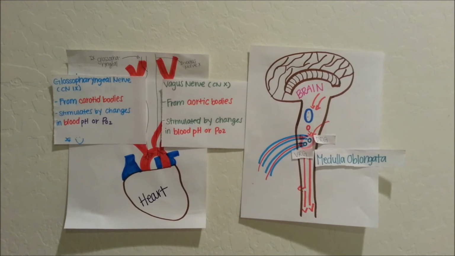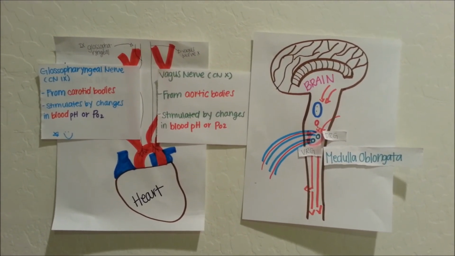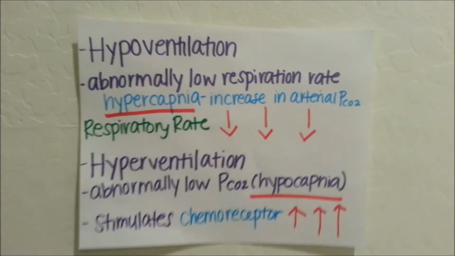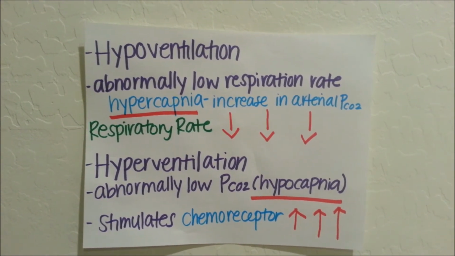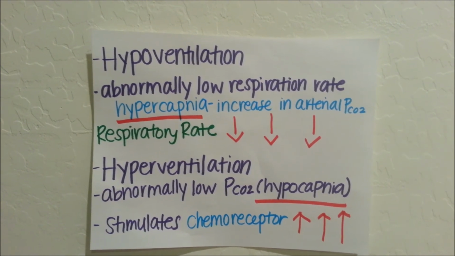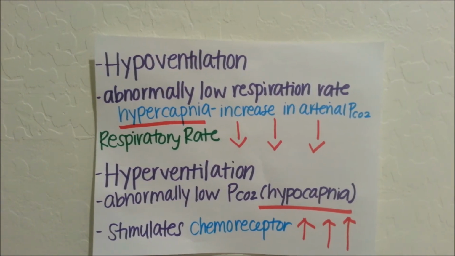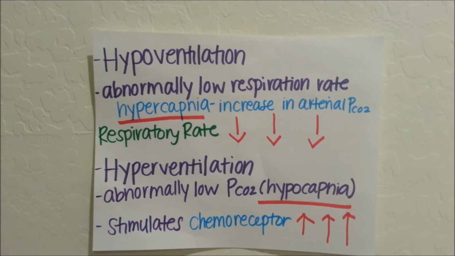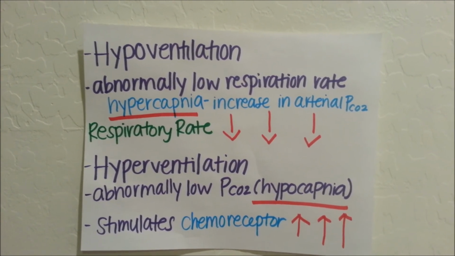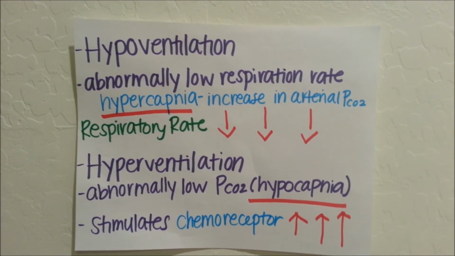Now that we have learned the basics of chemoreceptor control of breathing, let's take a further look at hypoventilation and hyperventilation. What's the difference? Hypoventilation is an abnormally low respiration rate. It's also another common cause of hypercapnia, which is an increase in arterial PCO2, and your respiratory rate will decrease. Hyperventilation is abnormally low PCO2, which is also known as hypocapnia. It stimulates chemoreceptors to decrease respiratory rate.